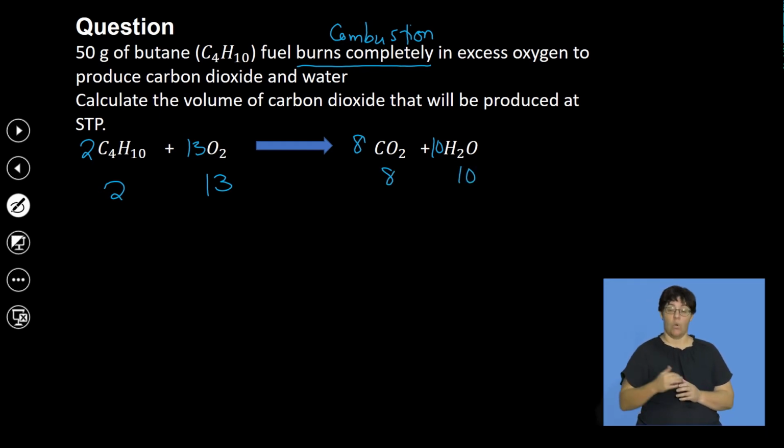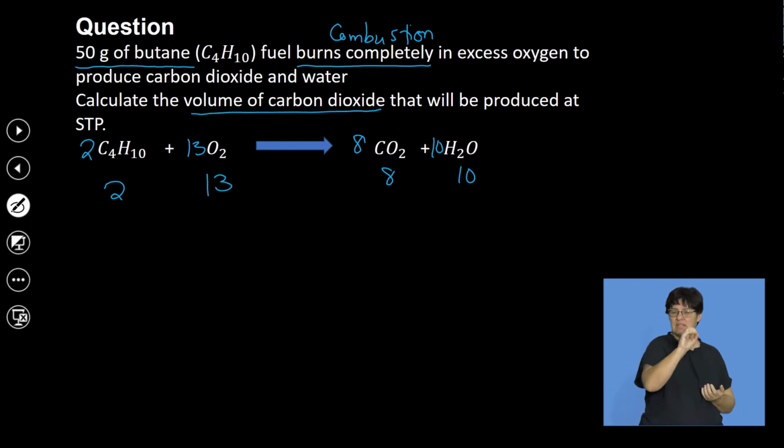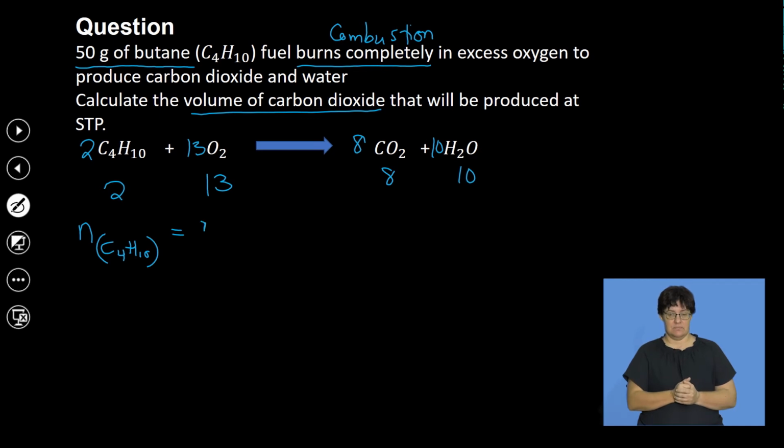Now we want to know what is the volume of carbon dioxide that will be produced at STP. This is a multi-step type of question, okay? The first part of the multi-step was to balance, because the reaction equation for the reaction was not balanced. So we ask ourselves, how many moles are present in 50 grams of butane, right? So the moles of butane, which is C4H10, is equal to mass of sample over molar mass, all right? The sample is 50 grams divided by the molar mass of butane.